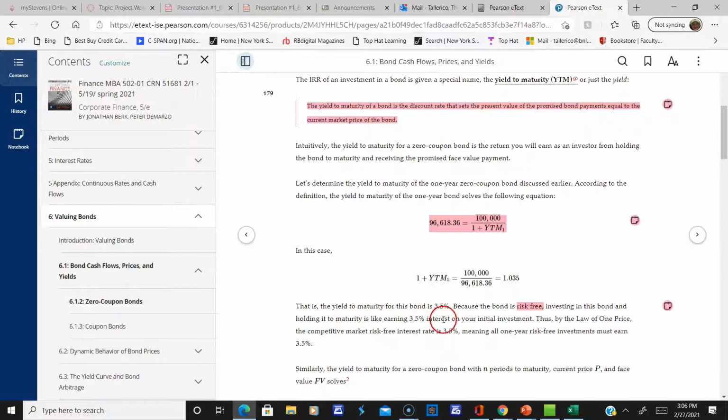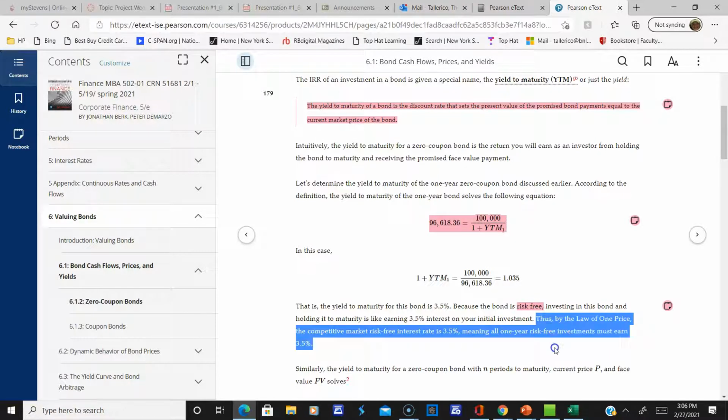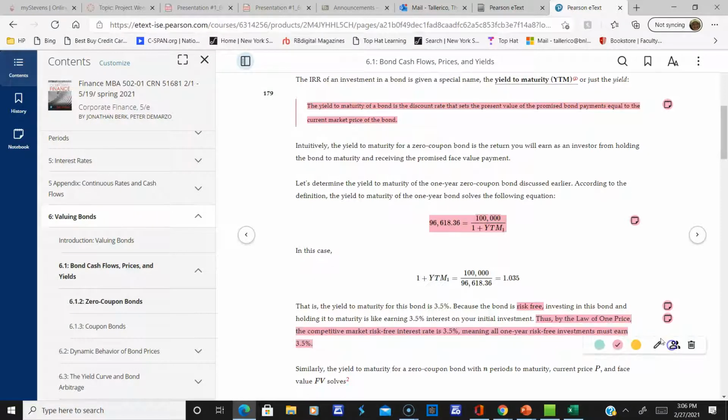So okay, so the law of one price. The competitive market risk-free rate is 3.5%, meaning all 1-year risk-free investments must earn 3.5%. Okay. So the law of one price is really important, and they tell you that you've got to get that on all 1-year risk-free investments because there's no risk premium or anything.